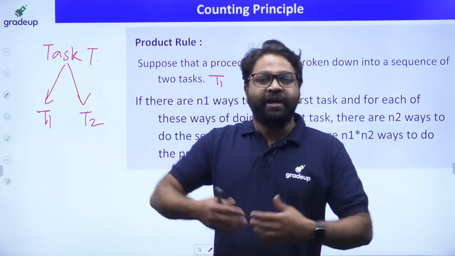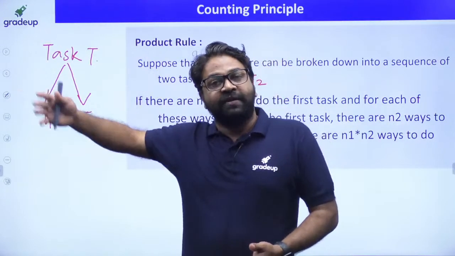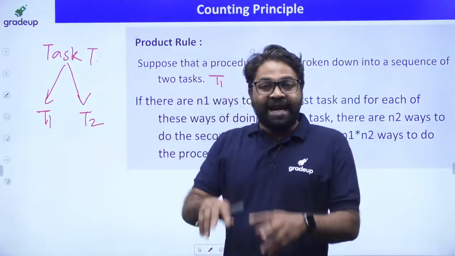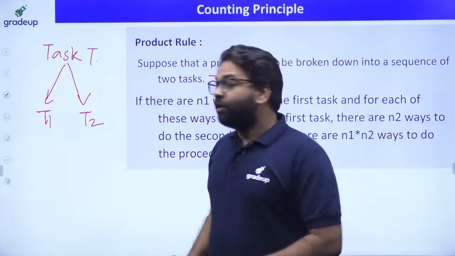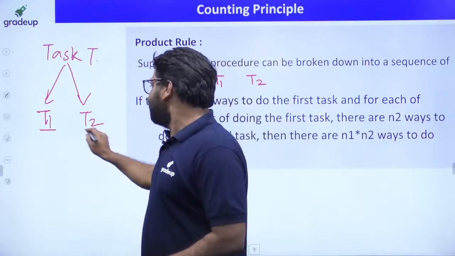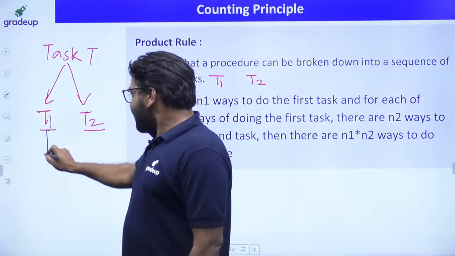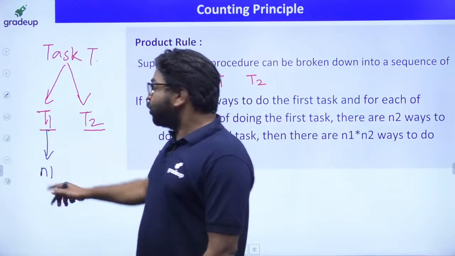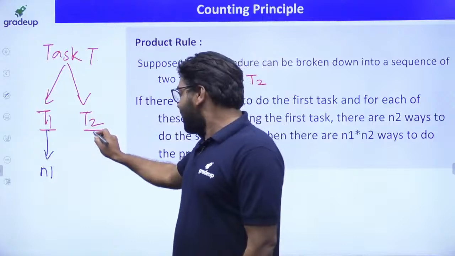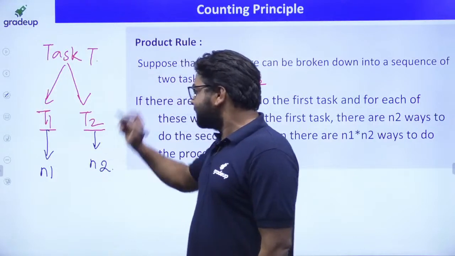Sir, why 2 parts? Why not 3 parts? That we can see in the generalized product rule. But right now, let's try to divide into 2 parts. So here there is a task T1 and then there is a task T2. Now let's consider there are N1 ways to do the task T1 and there are N2 ways to do the task T2.